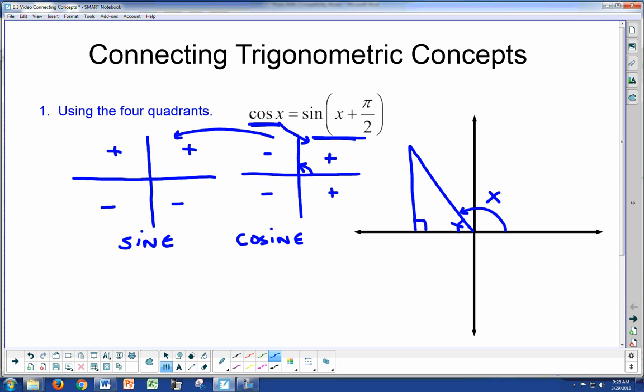We know, of course, that this short leg is going to be negative because it's in quadrant 2. The opposite side will be positive. Our hypotenuse will always be positive. Now what we're going to do is take this cute little angle, x, and rotate it to show this one right over here, x plus pi over 2.